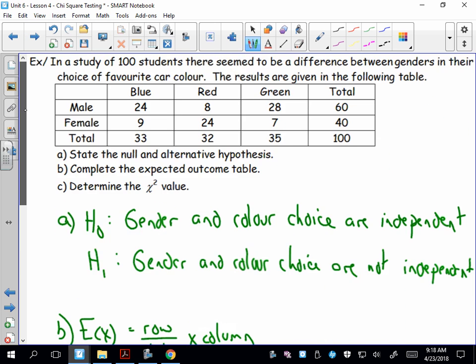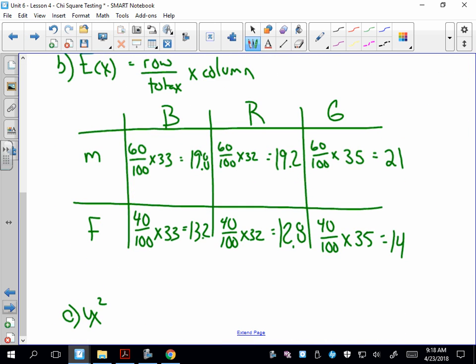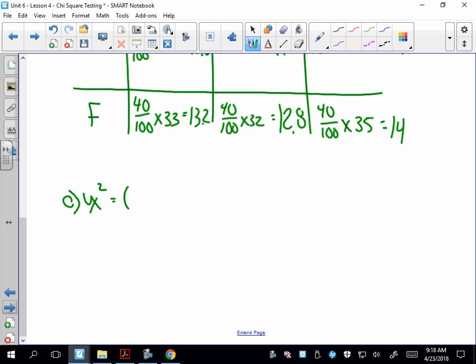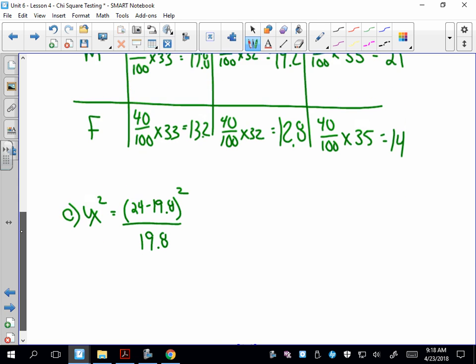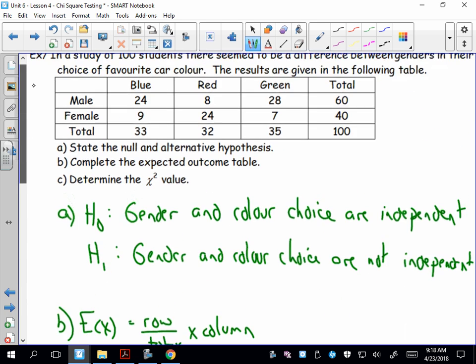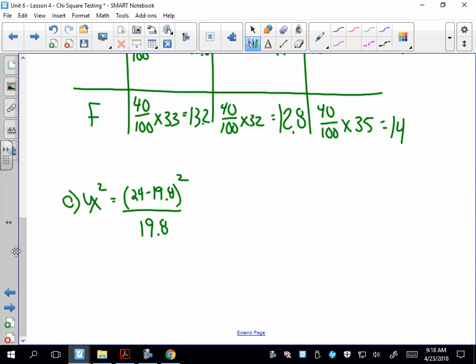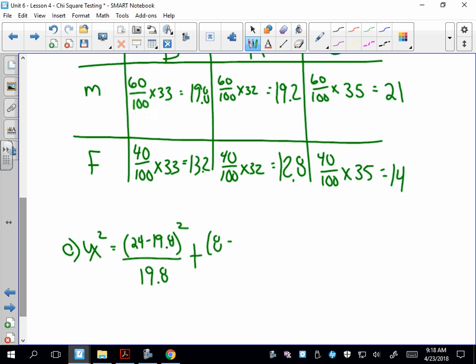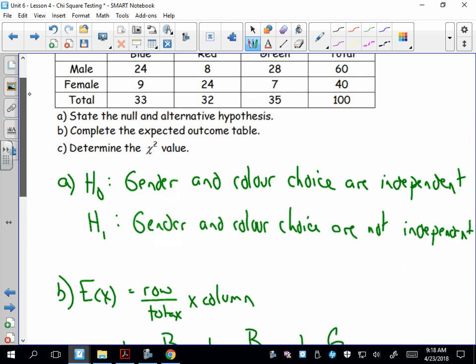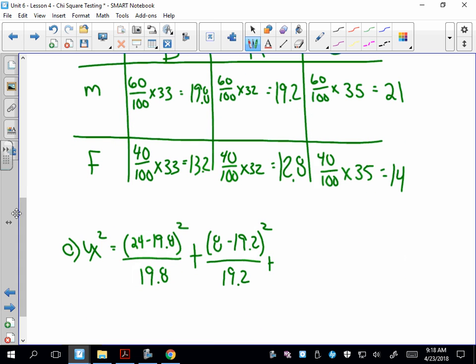The first thing we observed was 24. First thing we expected was 19.8. So I'm going to do 24 minus 19.8 squared over 19.8. That would be male and red. And then we'll do the next one. Male and blue. Male blue was 8. Okay, so plus, but I expected 19.2. Squared over 19.2, plus green. We saw 28, we expect 21.